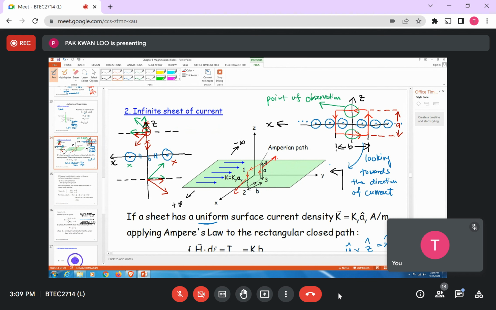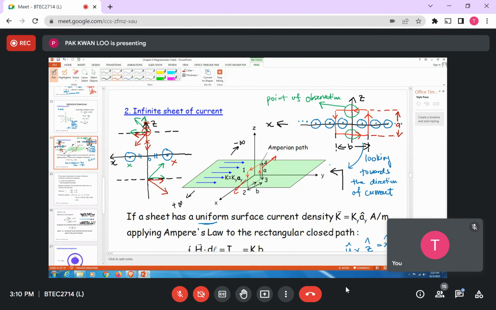So therefore, this Ampere's path, this rectangular path, regardless of where you position it, it always holds true for the theory. And then I have mentioned, how do we evaluate the direction of the magnetic field? I did mention using the right hand rule.